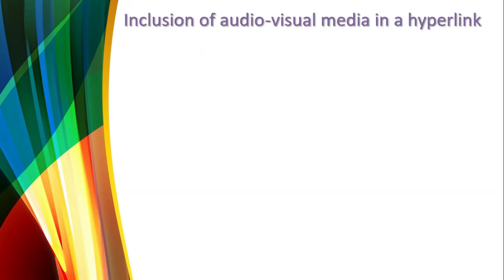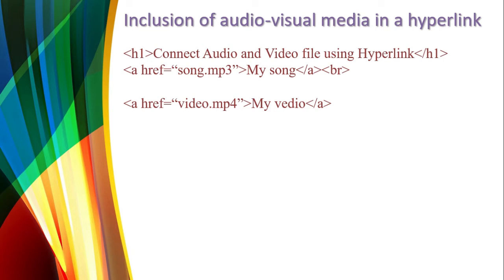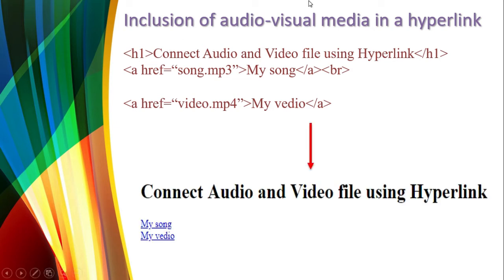Inclusion of audio visual media in hyperlink. We can add files, images and also audio and video files using hyperlinks. We only have to put the correct path of the audio or video file for that. When we want to add a song or video to our web page, we can give the path for the href attribute. The user can see the hyperlink, and when the user clicks the link, the link connects to the song or video. As this, you can add audio and video files using hyperlinks.